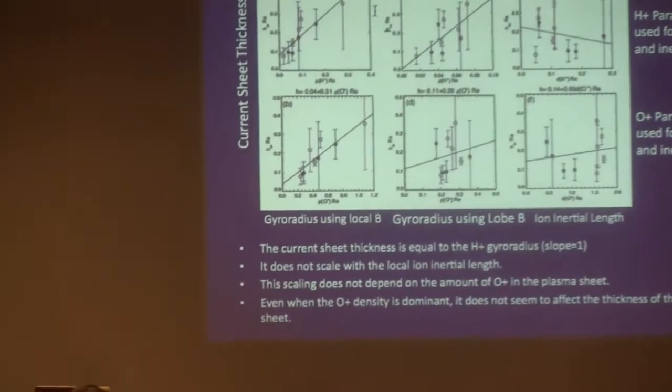So the different data points are colored by the amount of oxygen. The open circles are low oxygen events, the closed are higher oxygen events, and this one red point was where we really had oxygen dominant, and it doesn't seem to make any difference. They all basically lie on this line that's determined by the proton gyro radius. So that's again an indication that the larger gyro radius of the oxygen means that it's really not playing so much a role in defining the current sheet thickness.